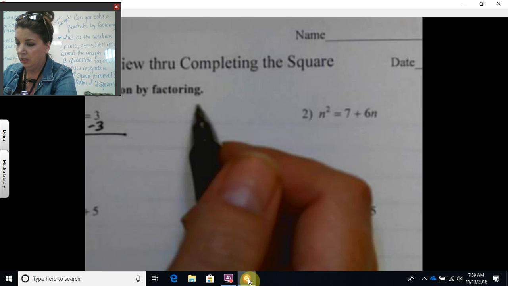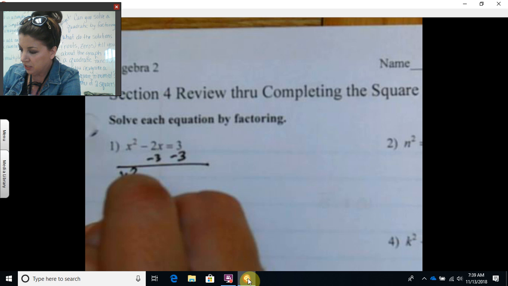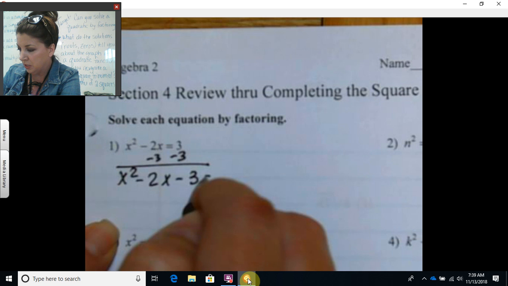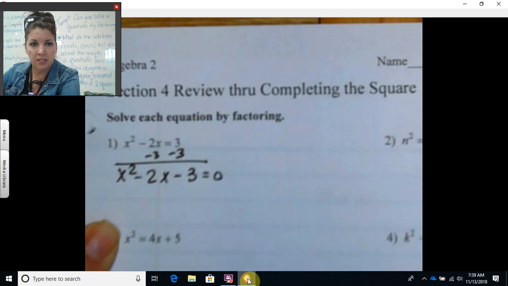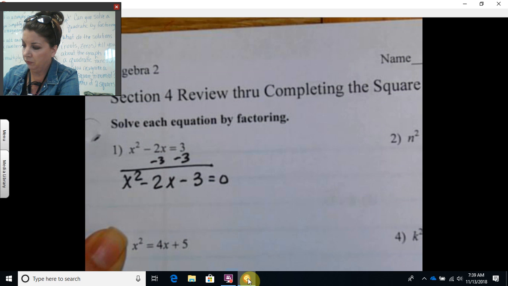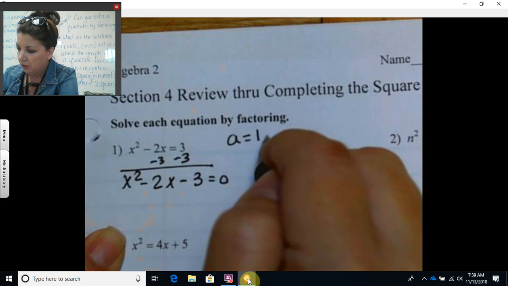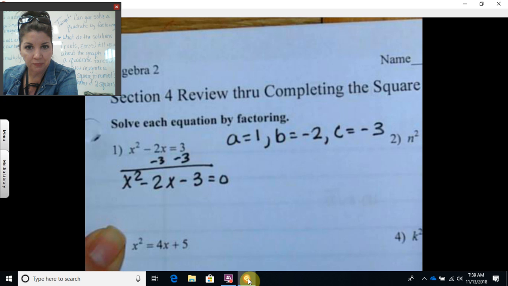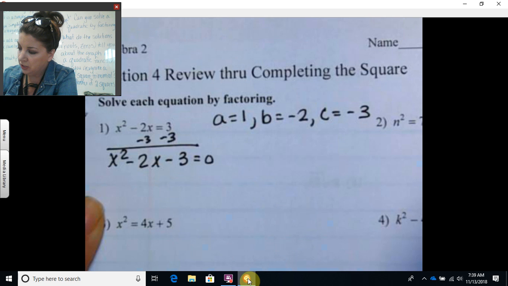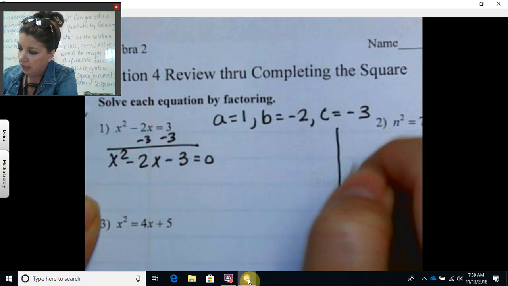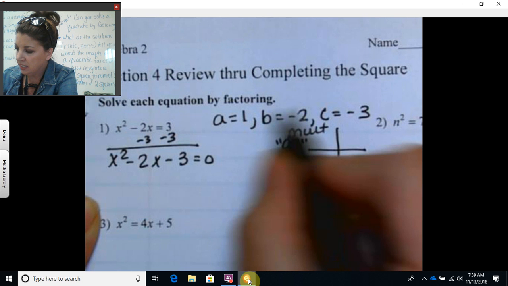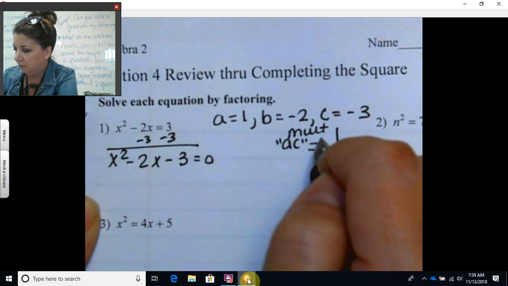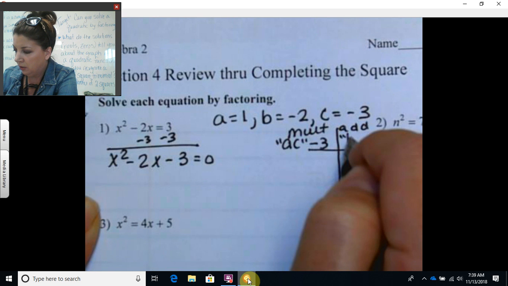That gives me x squared minus 2x minus 3 equals 0. And you have to determine A, B, and C once it's set equal to 0 and in standard form. So A is 1, B is -2, C is -3. Make your little T-chart. I need two numbers that multiply together to give me A times C, in this case -3, and add together to give me B, which is -2.